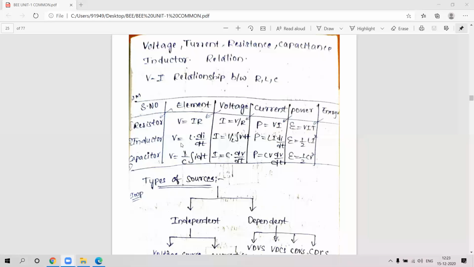This is the VI relationship. Let us see the VI relationship for this one. Already we got the values. Very, very important, 2 marks. All of you make down this table. Copy this table. This is voltage. This is current, not T, it is current. Okay, relationship.